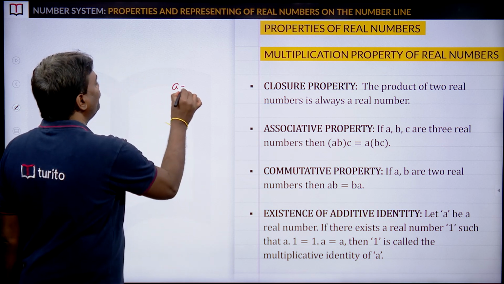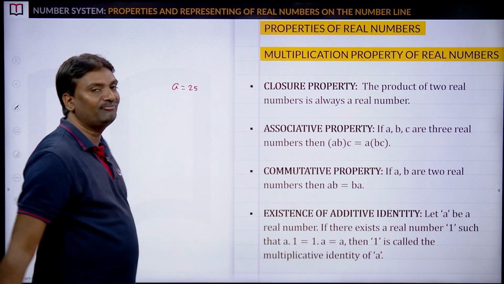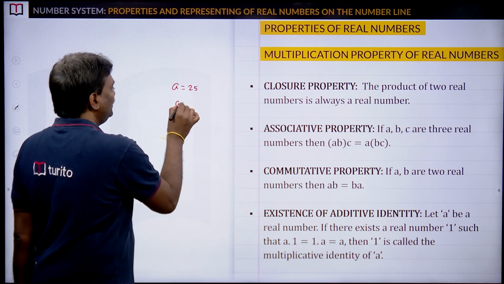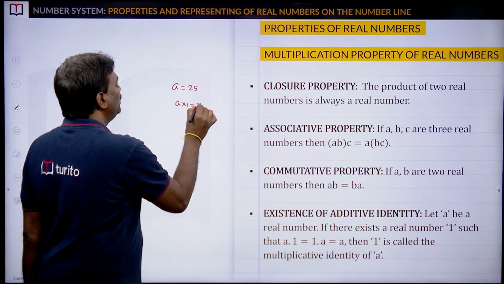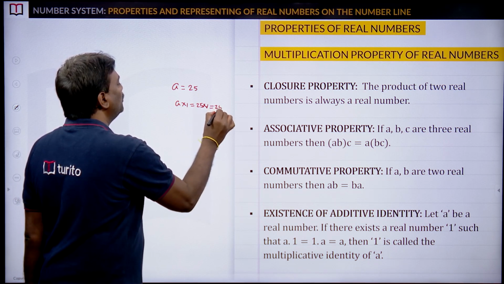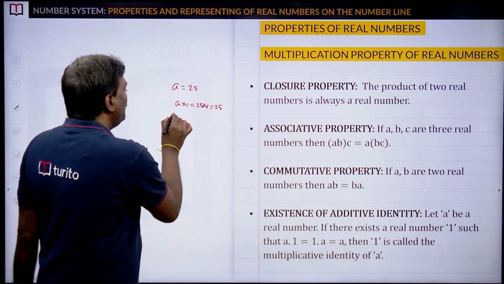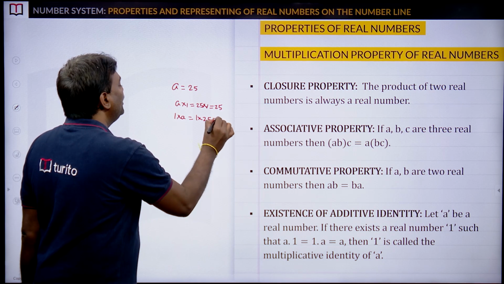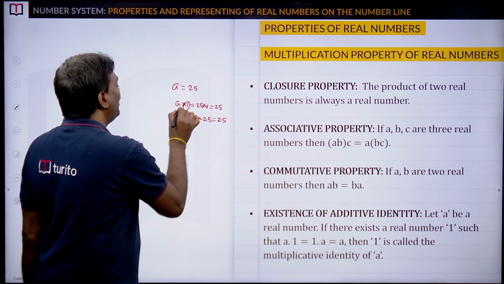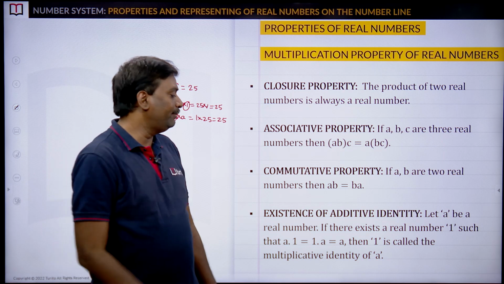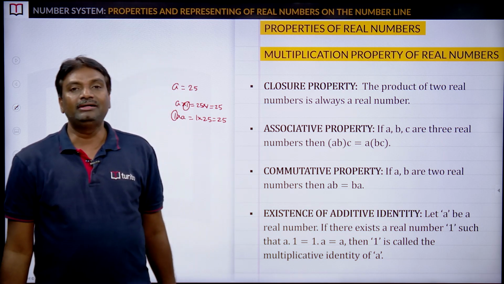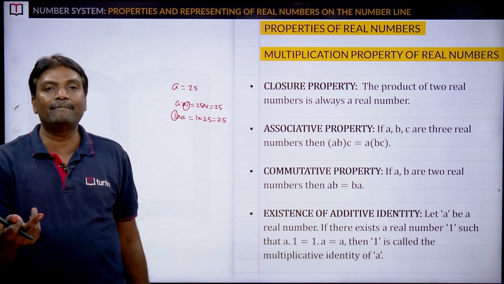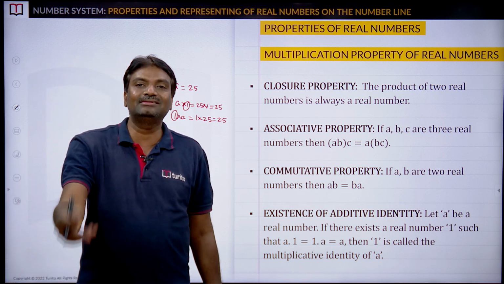For example, if A equal to 25, multiply 25 by 1: A into 1 equal to 25 into 1 equal to 25. Or you may take 1 into A, 1 into 25 equal to 25. So, this 1 is known as the multiplicative identity. Multiplicative identity means we multiply the given number by another number to get the same number.